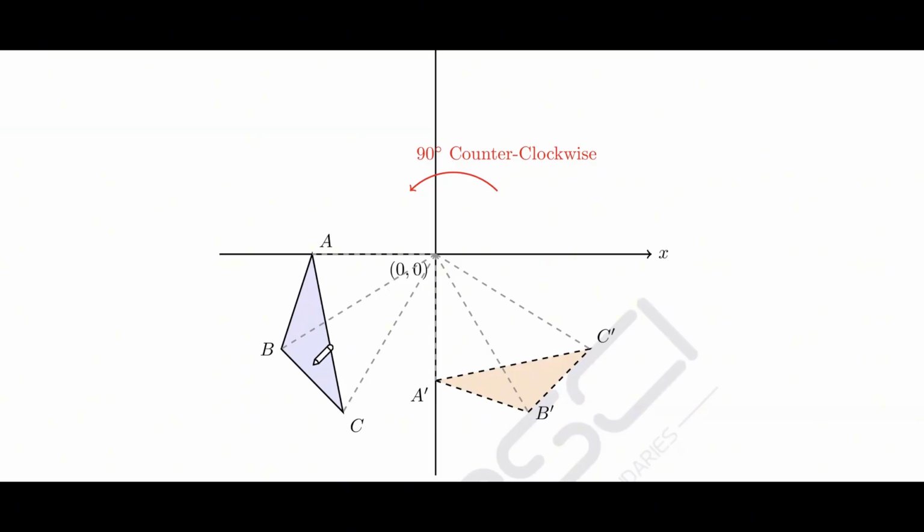If we were to look at a diagram, we would see the original triangle in blue and the rotated one in orange. Each vertex has moved along a circular path around the origin. The key idea to remember is that rotating a figure around the origin means we rotate every vertex by the same angle. So, understanding how a single point transforms under rotation allows us to rotate any shape on the coordinate plane.